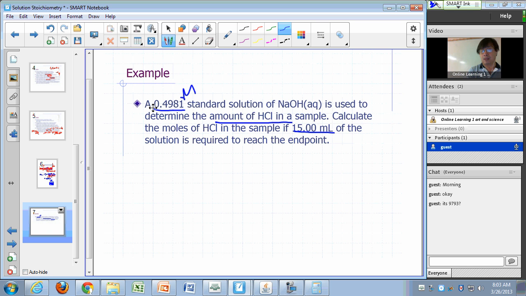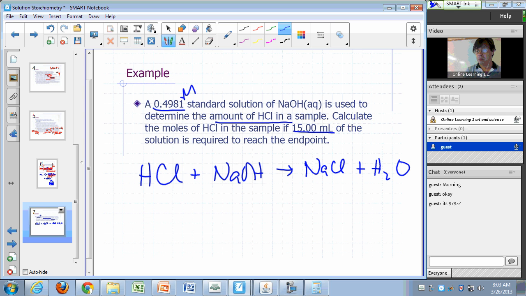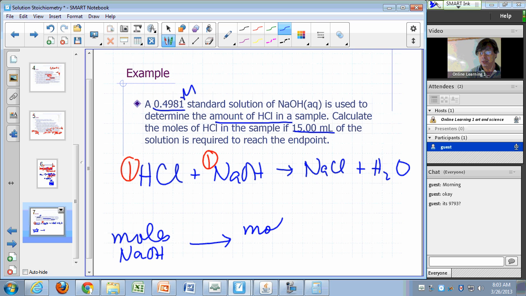Well, then you're going to have to look at the reaction. HCl plus sodium hydroxide gives you sodium chloride plus H2O. You can see from this balanced equation, the mole to mole ratio is 1:1. So what I need to do is calculate moles of sodium hydroxide. The strategy here is you figure out the moles of your titrant, which is sodium hydroxide. From the moles of sodium hydroxide, you know that it's 1:1. That gives you moles of HCl.